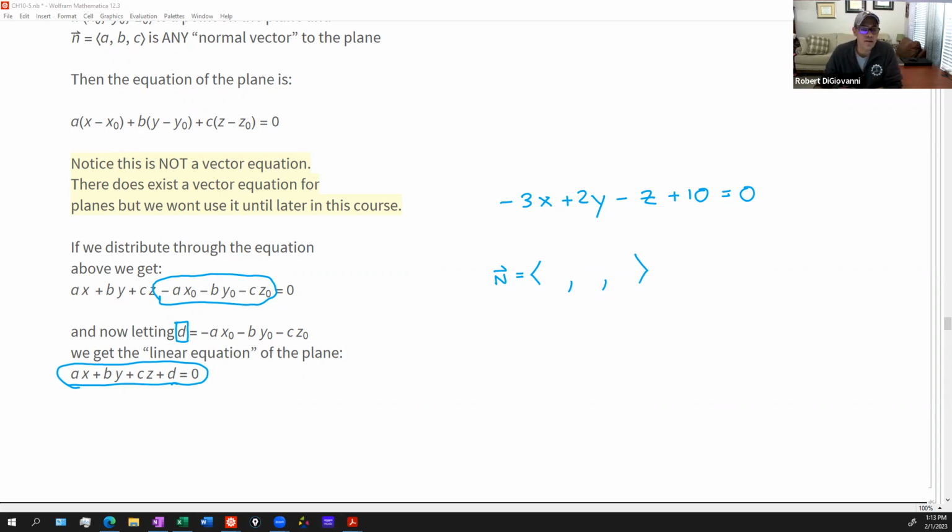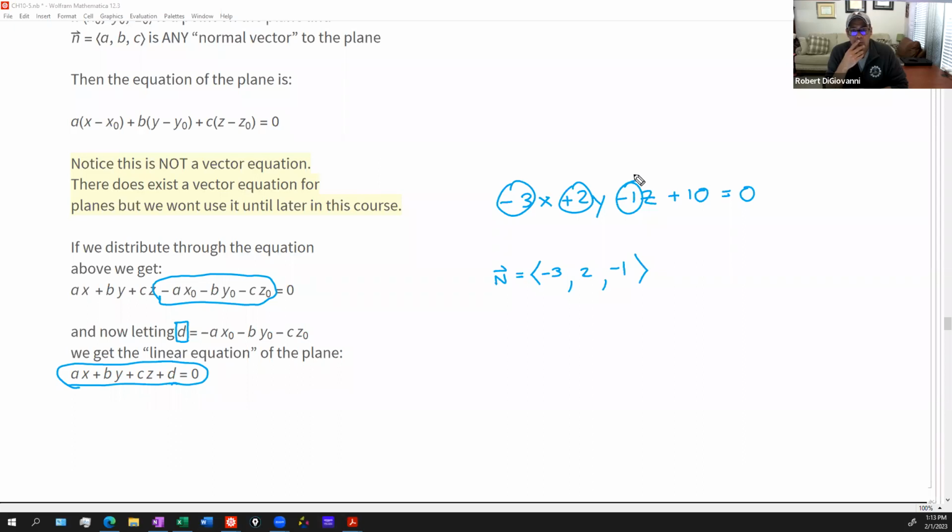Go ahead, Jonathan. It would be -3, 2, and -1. Yeah, it's very simple, right? It's just the coefficients in front of x, y, and z. That's it. That's all it is. That's your normal vector, right?